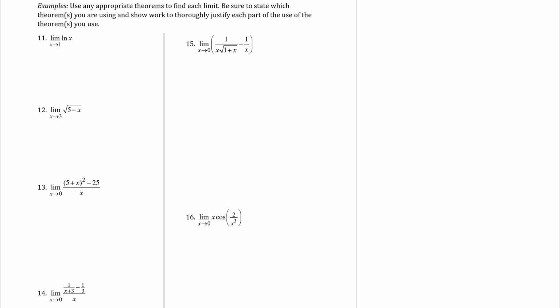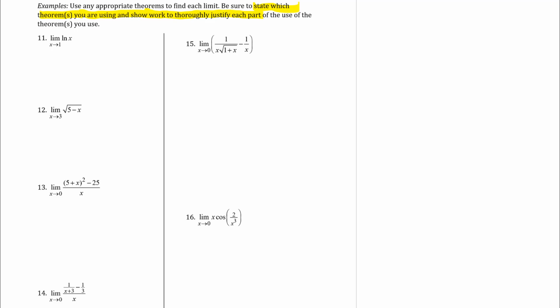We're going to look at a bunch of different examples here of finding limits. I want to point out in the instructions that it specifically says to use theorems to find each limit, to be sure to state which theorems you're using, and to show work thoroughly to justify each part of the use of the theorems. So part of what I want to do in this problem is talk about getting answers, but part of what I want to do in this video is also talk about what you should be writing to demonstrate that you're showing that work thoroughly and justifying the use of the different theorems.